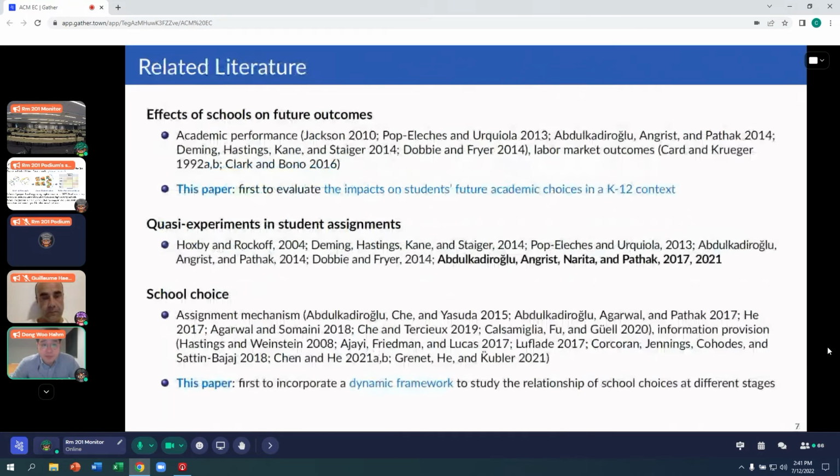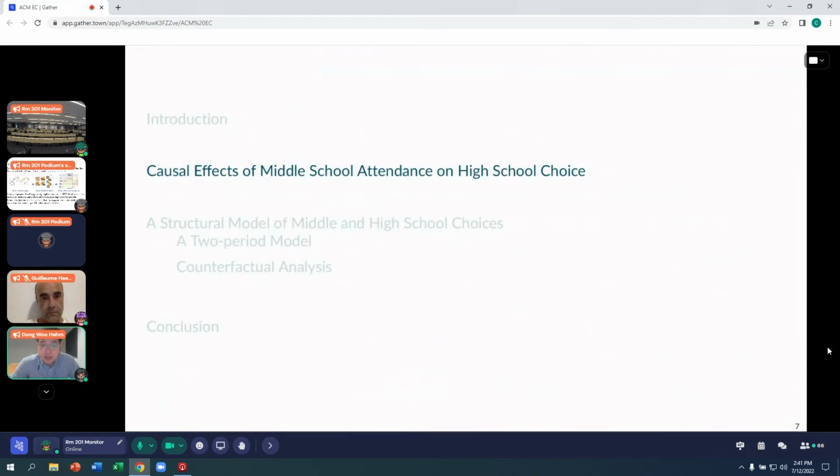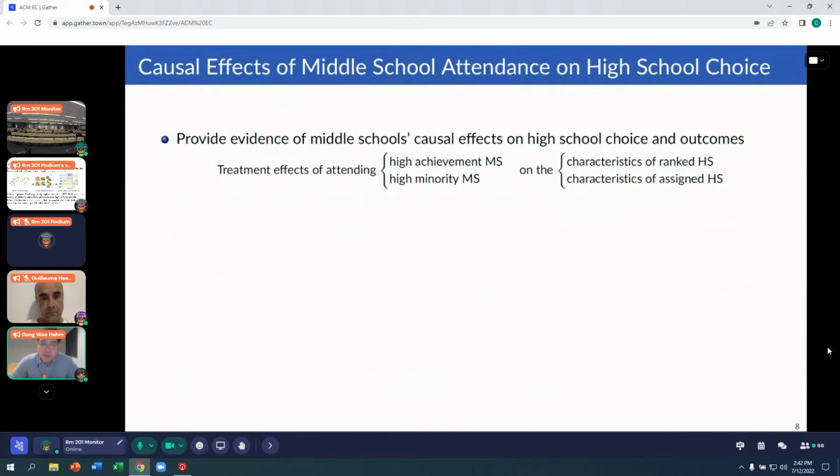Right. For the interest of time, let me directly dive into the main part of the paper. In the first part of the paper, we provide evidence of middle schools' causal effects on high school choice and outcomes. Specifically, we estimate the treatment effects of attending some types of middle schools on what kind of high schools they apply to and what kind of high schools they are assigned to.